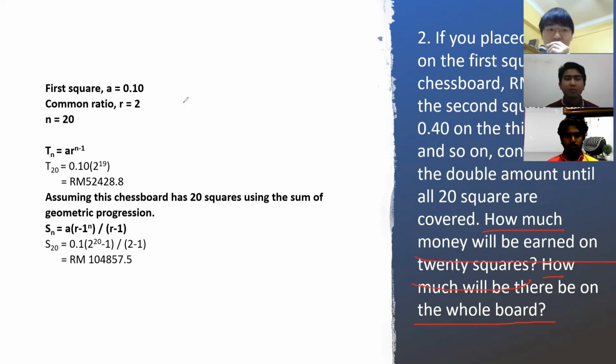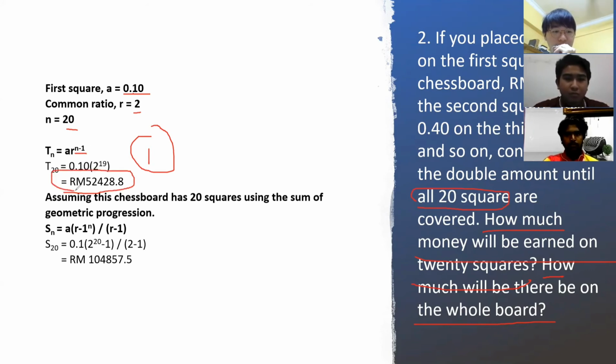So first, find the A. A is 0.1, and the common ratio is R equal to 2, and n is equal to 20 because of all 20 squares. This is the first part. We must first find out how much money will be earned on the 20th square, which is T20 equals 0.1, 10 cents, multiplied by 2 to the power of 19, because 20 minus 1. So we get this money.